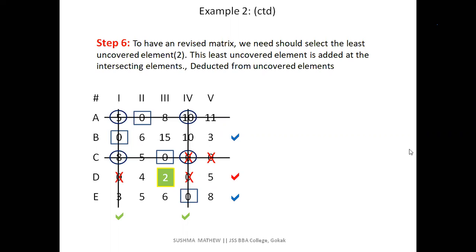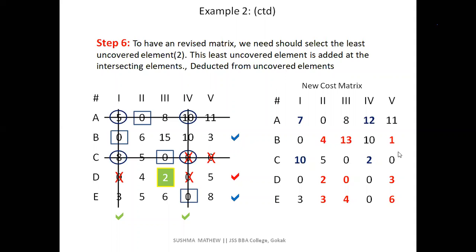Now the revised new cost matrix will be this. I have used little color differences so that you all can understand. You can see this 7, 12, 10 and 2. These are the points of intersection where I have added the least element 2. No changes in the other elements.